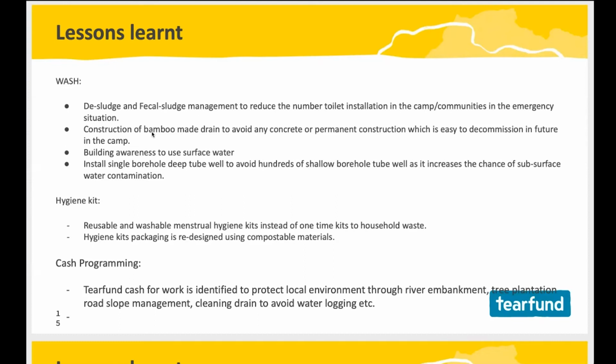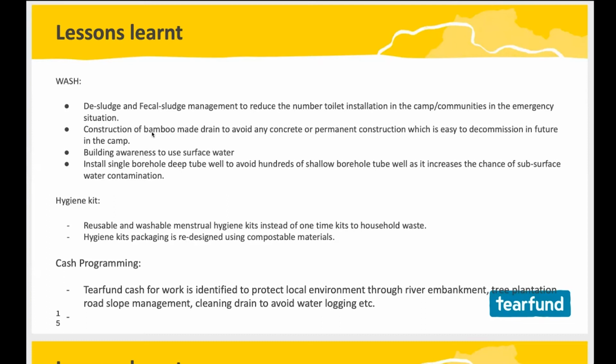And for construction of drains, we are right now focusing on building drains made with bamboo. Thus, at a later point when the camp is gone, we can decommission them very easily. As I just said, concrete would be difficult, so we are decreasing the use of concrete. We are also building awareness to use surface water, as I just mentioned, that a lot of tube wells are already there, but we are proposing that we should use surface water.